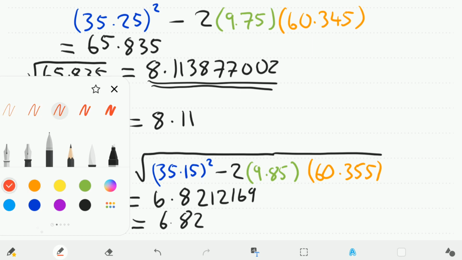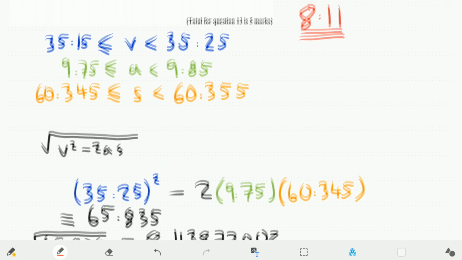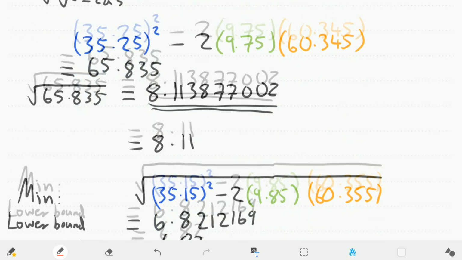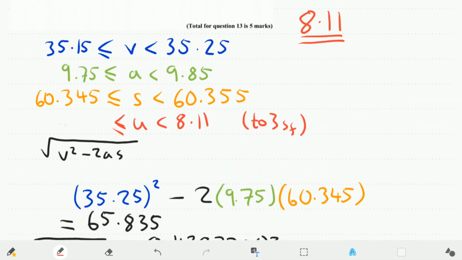So there we have it. We have 6.82, which means that for our value for u, we've got our three bounds here, so I can actually put u here. We can say the maximum would be 8.11, all of this to three significant figures. And our lowest would be 6.82. This is our lower bound.